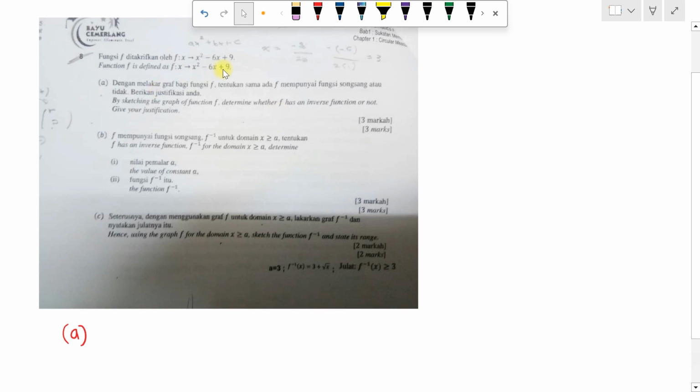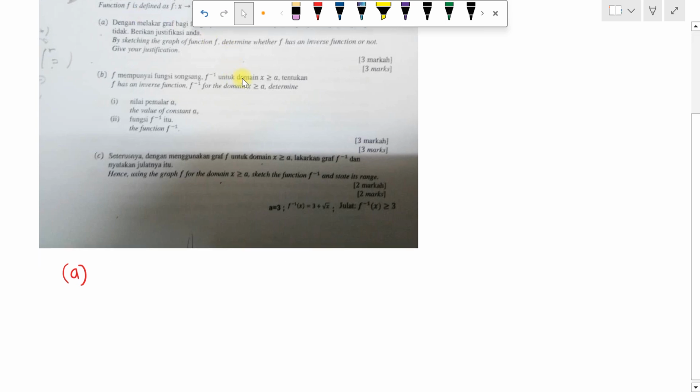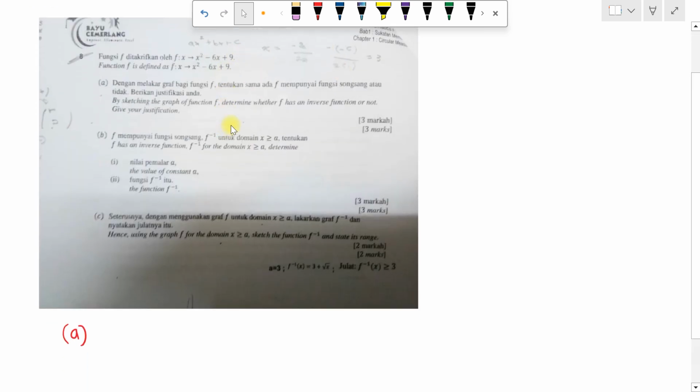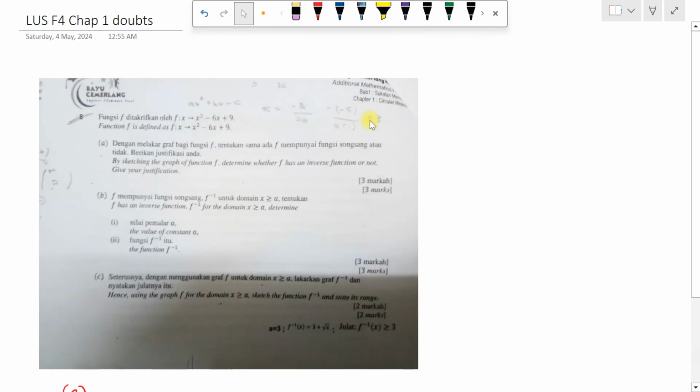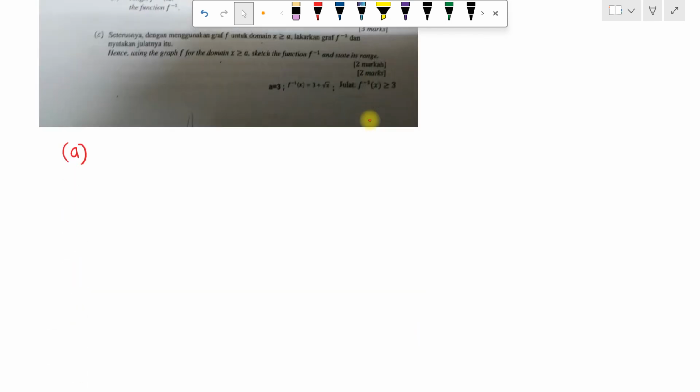So quadratic graph, I am very sure you already learned in your Form 4 how to draw. Form 4 Chapter 1 Mathematics already know how to draw, right? Although they never gave us the domain, the question is not for us to draw actually. They want to test whether you can detect whether this function has an inverse or not. So we try to draw first x squared minus 6x plus 9.